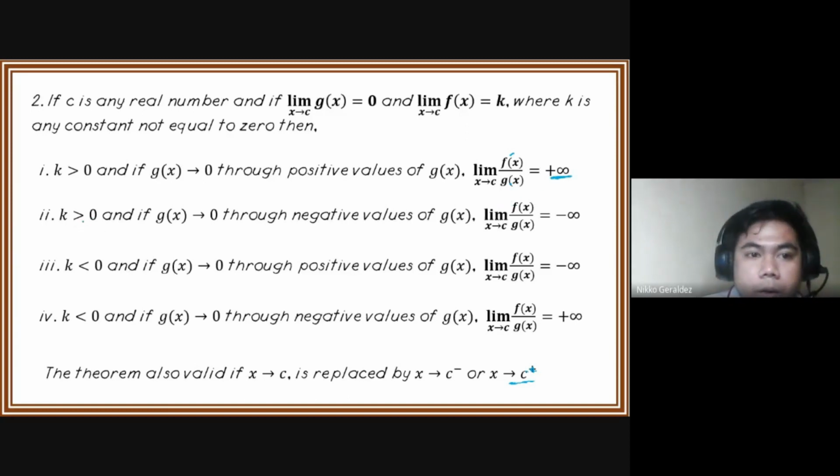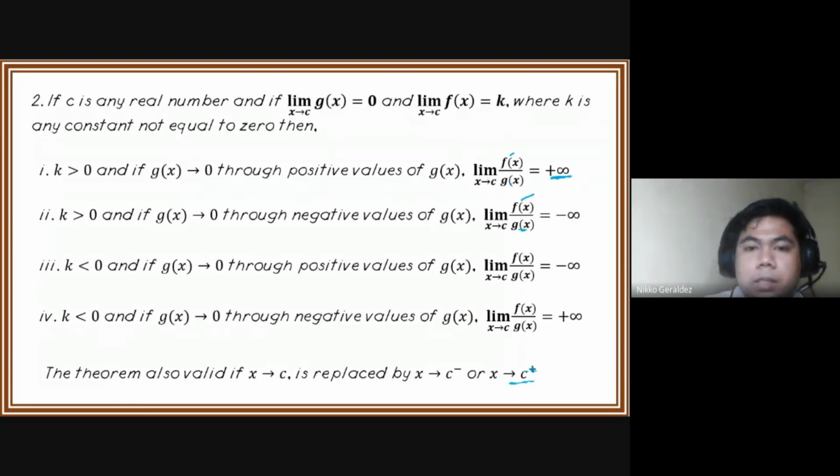Then the second case: if k is greater than 0, and g of x approaches 0 through negative values, then the limit of f of x over g of x as x approaches c is negative infinity. So g of x approaches 0 through negative values, or x approaches c from the right. Meaning, the limit is negative infinity. f of x is positive, g of x approaches 0 through negative values. So your limit is negative infinity.